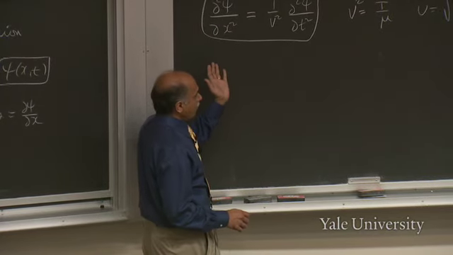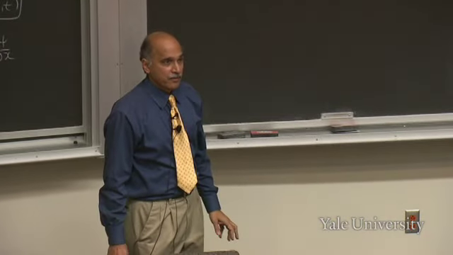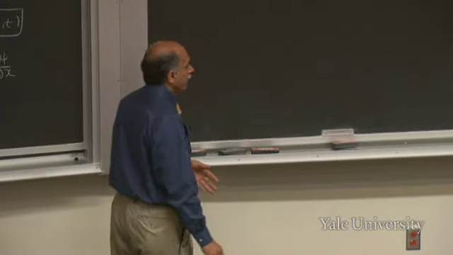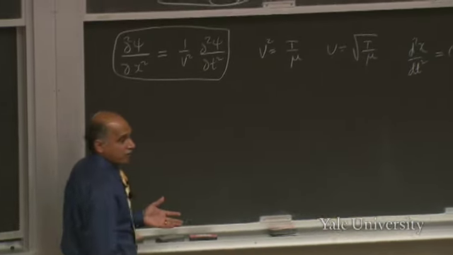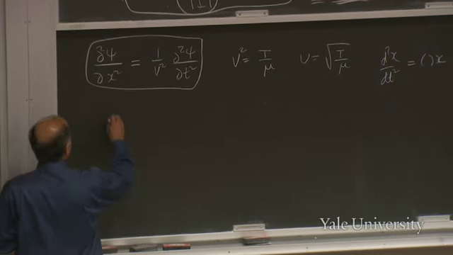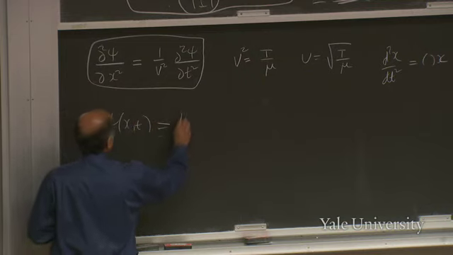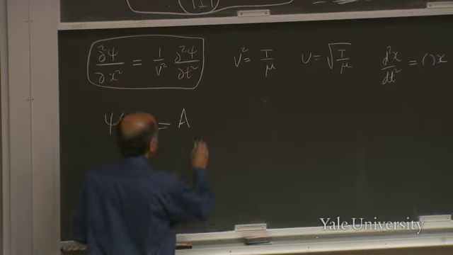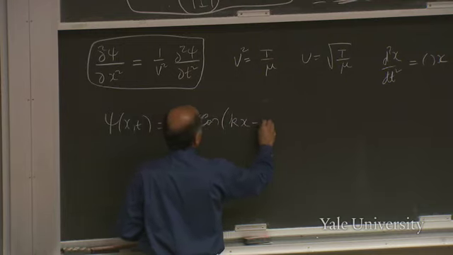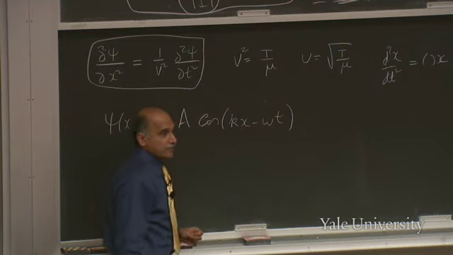Now, if I had more time, I could tell you how to deduce the answer. It's not very hard, but I just don't have that kind of time. So I'm going to just write down a solution. In fact, there are many, many solutions to the equation. It's very general. So I'm going to write a particular solution. The solution I'm going to write down looks like this. It is some number a, which is the amplitude, and it looks like cosine of some number called k times x minus omega t.